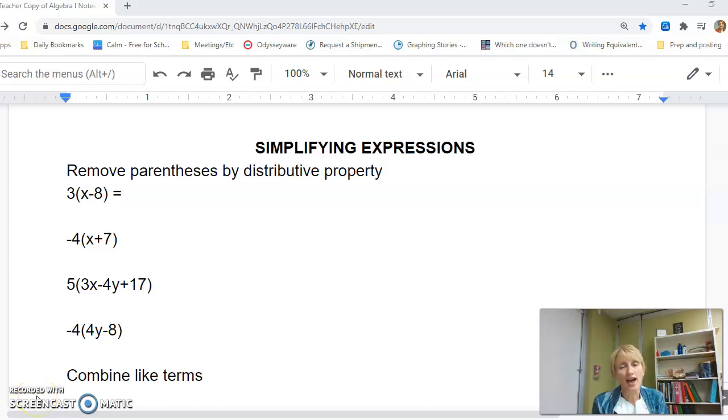Hello everybody. So Thursday's lesson for class is going to be about simplifying expressions and combining like terms. Both are important skills to have as we go into next week, needing to understand those skills so that we can start solving equations. So next week it'll be equation solving, all right? So simplifying expressions.